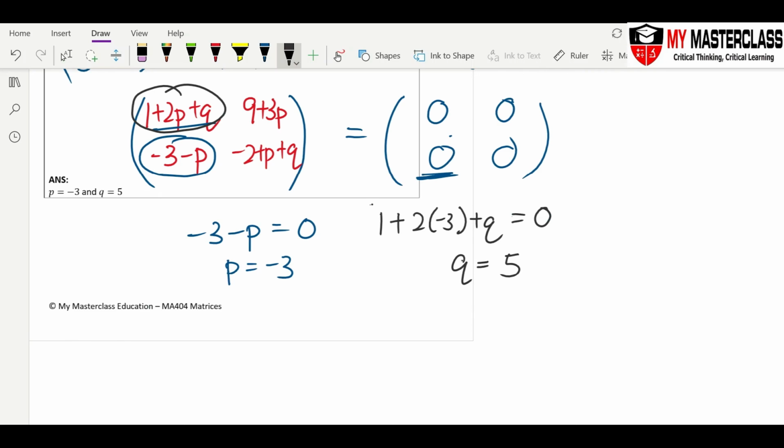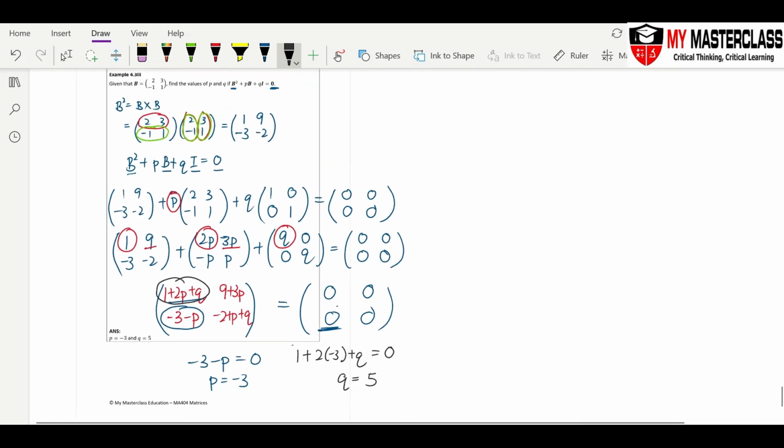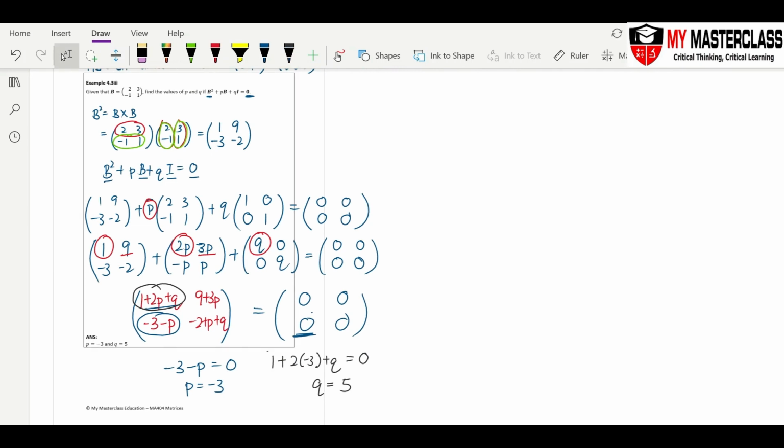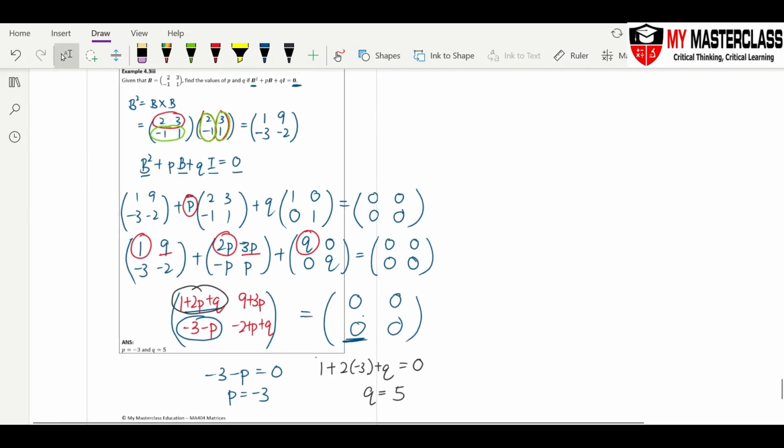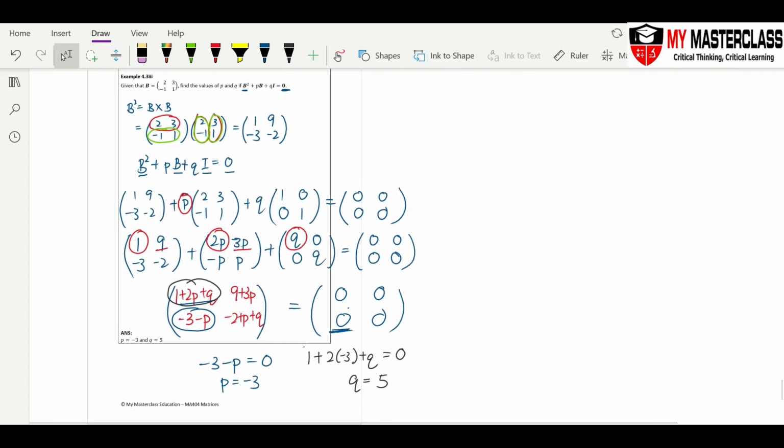So this is what we do when we have a B squared kind of matrix, identity kind of matrix, and we use comparison to find out the values of the elements.